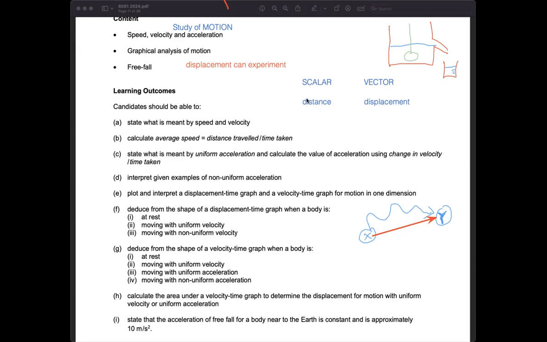Before we move on, can you all tell me what is the SI unit of both distance and displacement? They're almost the same thing, so they should have the same SI unit. Can you tell me what is the SI unit of distance and displacement?